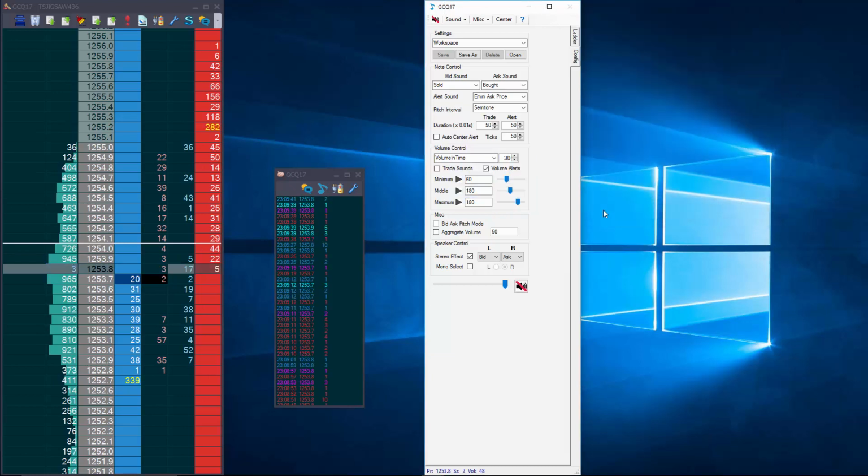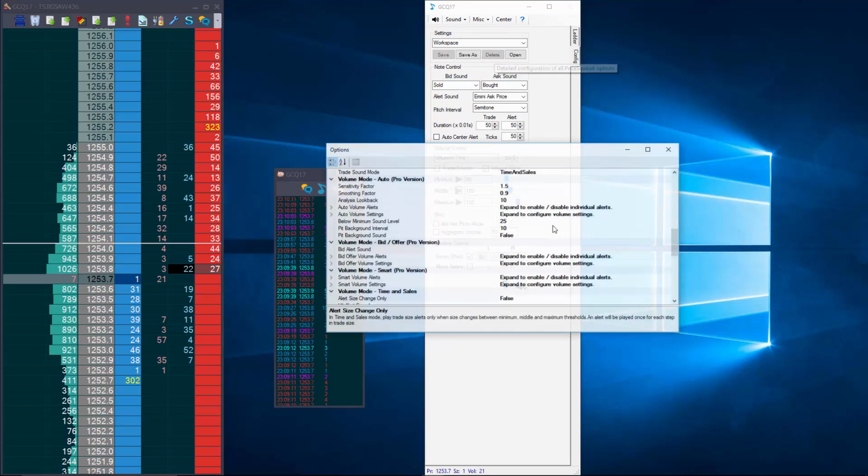That's all you need to do. So now we will receive alerts announced for 60 contracts traded or greater than 180 contracts traded, and those are what we will use for our low, normal, and high volume contexts. I have it muted so we won't hear anything.